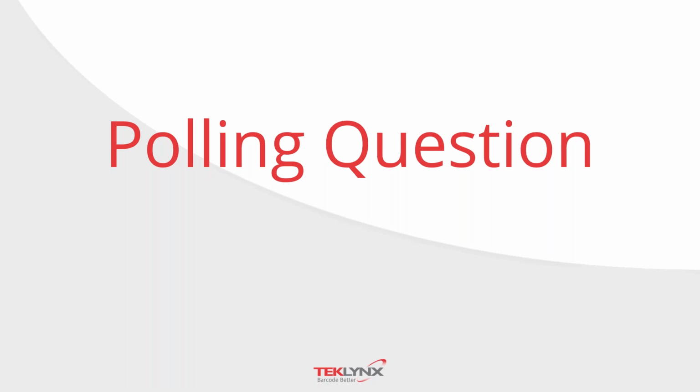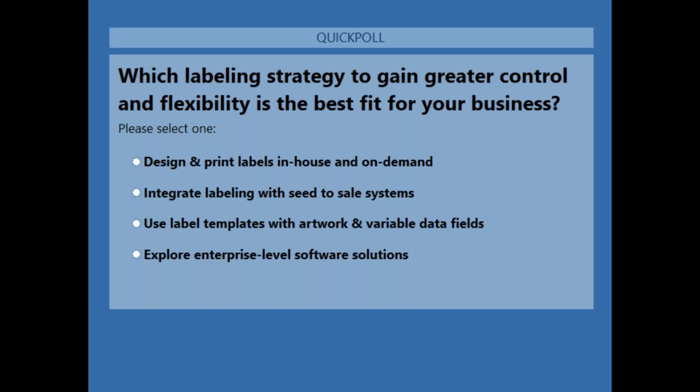So we have shared quite a bit of information with you so far, and now we want to launch our second poll. So this polling question is, which labeling strategy... I'm clicking launch. So now you should be able to see it. Which labeling strategy to gain greater control and flexibility is the best fit for your business? Is it really just bringing them in-house? Right now you might be outsourcing it and you want to bring it in-house, do it on demand. Or is it to integrate the labels with your seed to sale system? Or is it option number 3, use label templates with artwork and variable data?